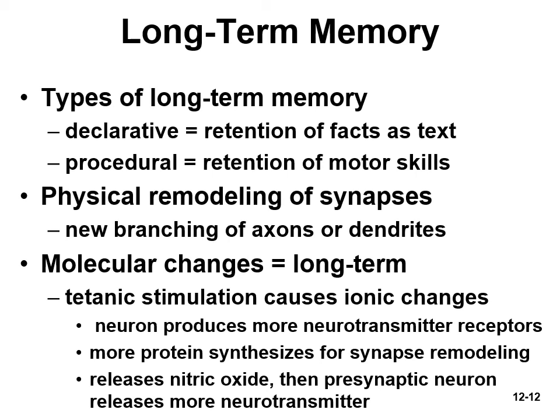So at the bottom right here, I said physical remodeling of synapses, new branches of axons, or sometimes the dendrites, molecular changes which will allow us to recall these facts long term. And that is because the neuron will go ahead and produce more neurotransmitter receptors, and it will also start releasing nitric oxide. And this will, of course, stimulate the reaction between the presynapse and the actual moving from immediate to short-term to long-term memory.